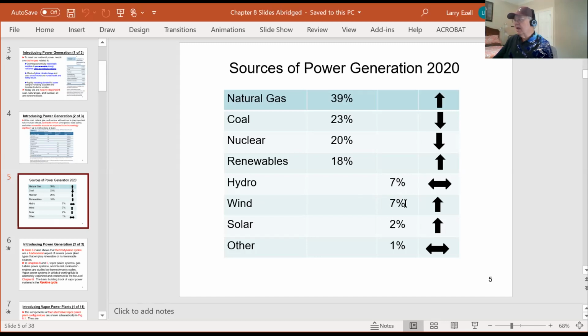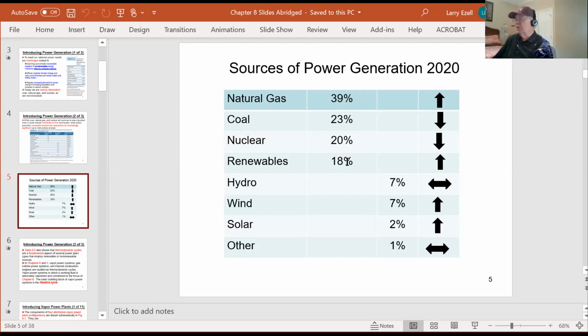Wind is climbing, it's about 7%. Solar is climbing, it's only 2%. And there's some other miscellaneous, like geothermal and some of these other very small amounts. But you can see renewables, this is the 18%, how it's broken down here. Still only 18% renewable. This will grow some over the years, but we're still really dependent on thermodynamic cycles to generate our power.